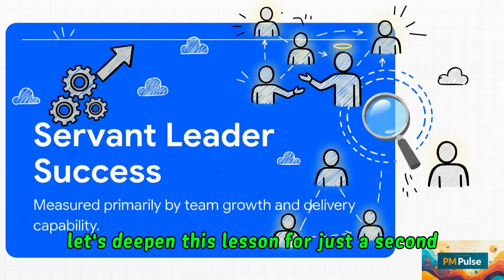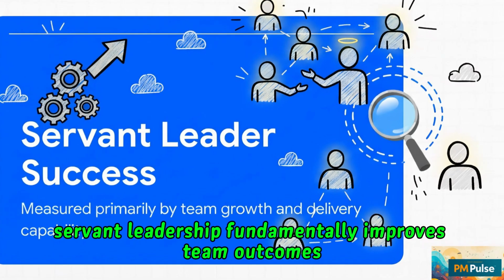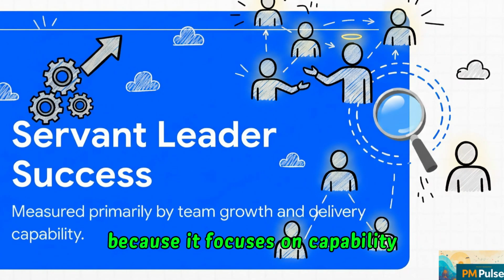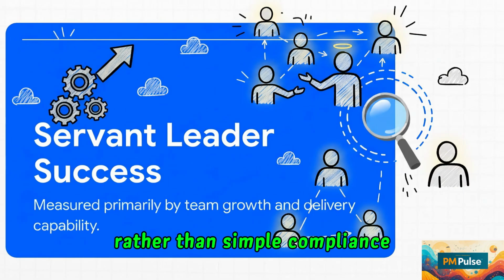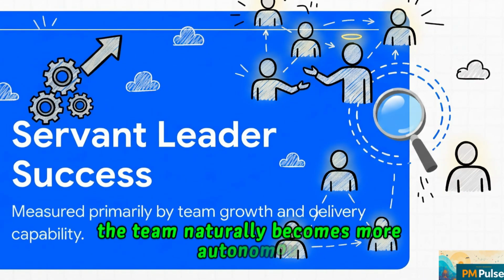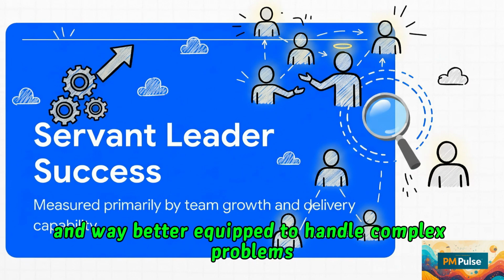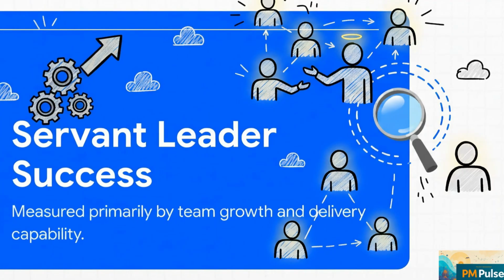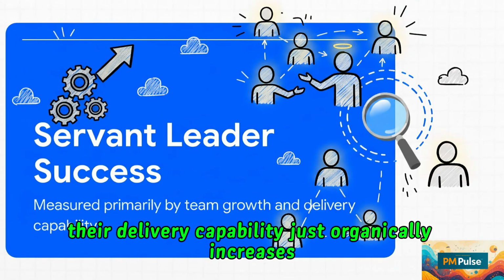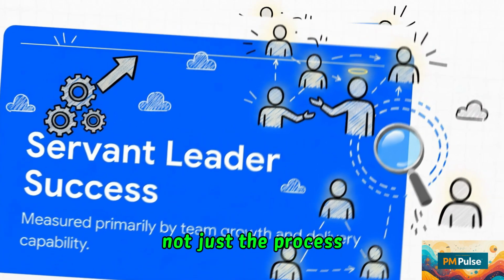Let's deepen this lesson for just a second. Servant leadership fundamentally improves team outcomes because it focuses on capability rather than simple compliance. Think about it. When a servant leader prioritizes team growth, the team naturally becomes more autonomous, highly skilled, and way better equipped to handle complex problems. Their delivery capability just organically increases because you've actually invested in the people, not just the process.